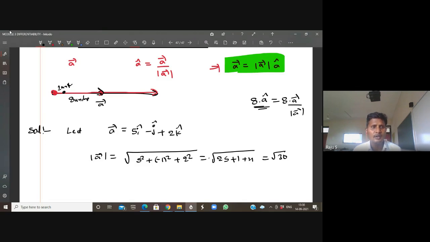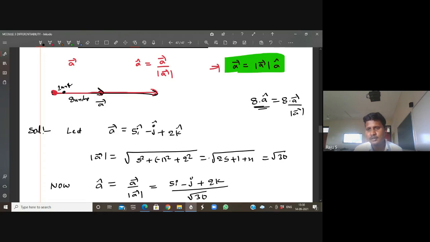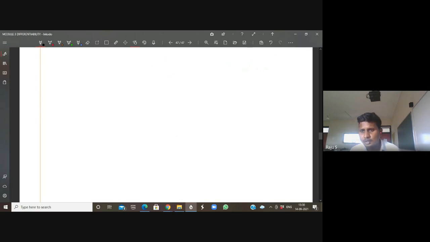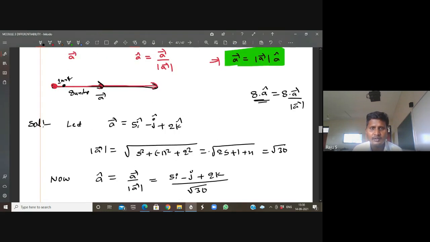Fine. Now, the unit vector A cap is equal to vector A by magnitude of A. Simple. Vector A is already 5i minus j plus 2k, by square root of 30. But this is okay, A cap, the unit vector, we found. So in the unit vector, in how many units do we require it? 8.